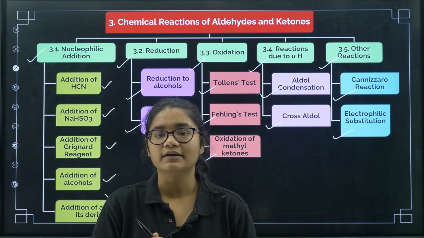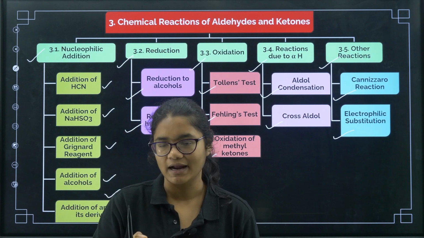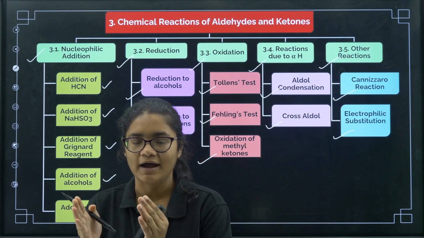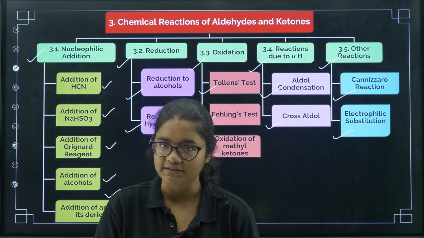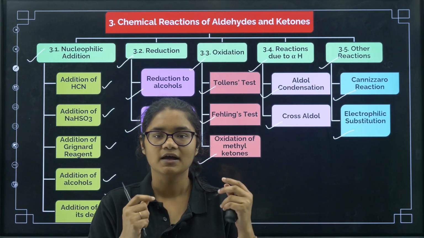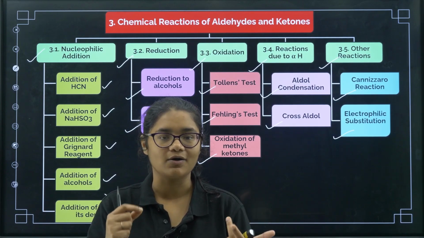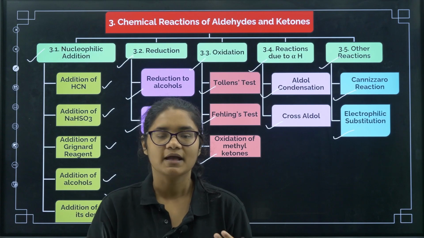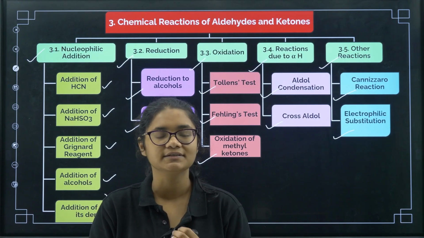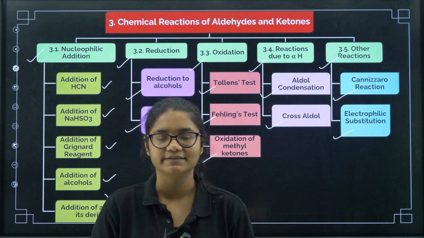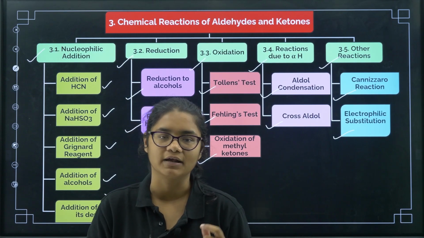Now the second reaction is reduction. Here we have 2 categories: reductions to alcohols and reductions to hydrocarbons. Next, the third one is oxidation. Here again we have 3 reagents: Tollens test, Fehling test, and oxidation of methyl ketones. Next, the fourth one is reactions due to alpha hydrogen. Here we have 2 reactions. The first one is aldol condensation and the next one is cross aldol condensation.